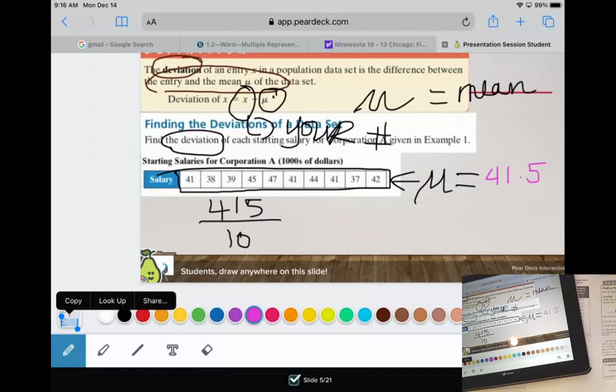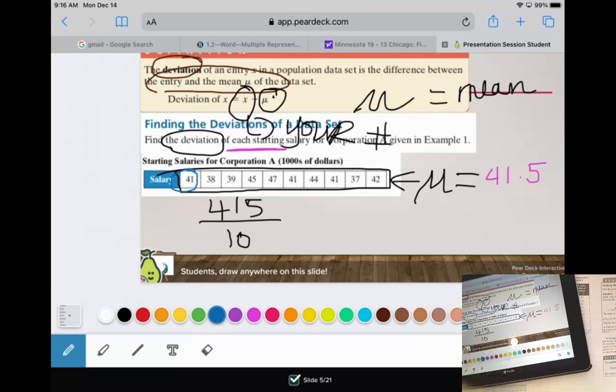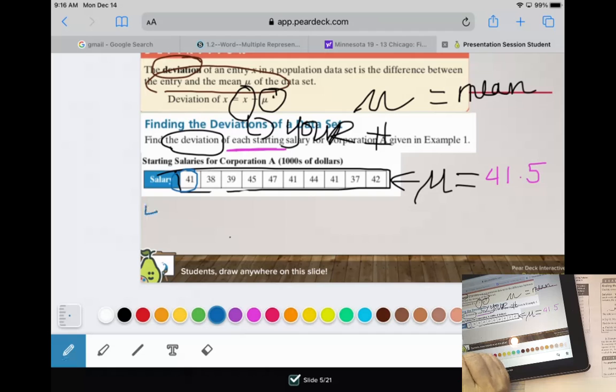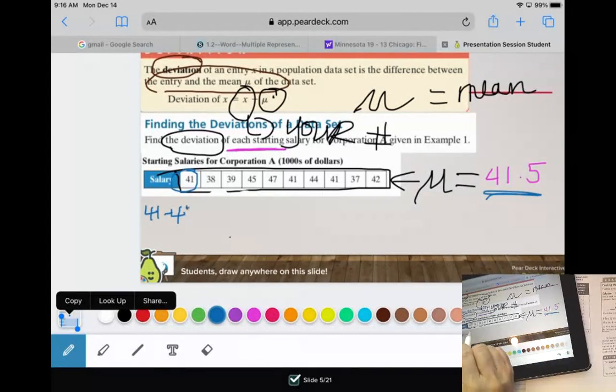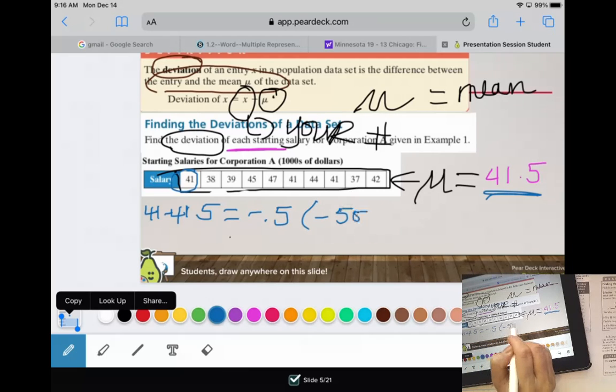All right. So if we find the mean, now what they want you to find is the deviation for each starting salary. So what that means is that I'm going to take each value from here to find the deviation. I'm going to erase this one because I need that space. So for the first graduate, to find the deviation, all I need to do is take 41, take away the mean, which is 41.5. So that would be negative 0.5, or the difference is about less than $500.